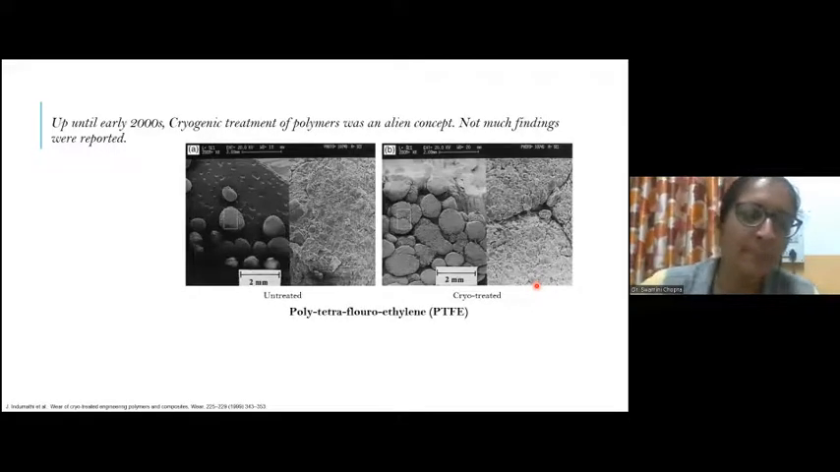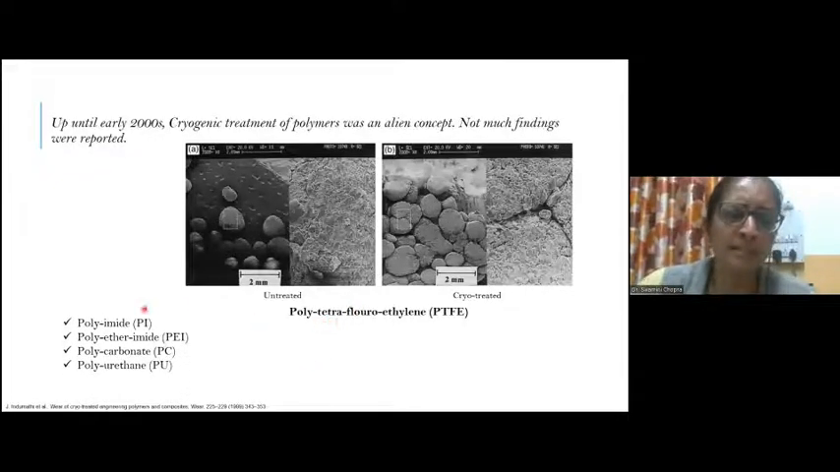However, there is a paper by J. Indumati and team from IIT Delhi, India, where they have cryo-treated different polymers such as polyimide, polyetheramide, polycarbonate, and polyurethane. And this is the representation of PTFE, polytetrafluoroethylene particles, where before cryogenic treatment, the binding of particles can be seen to be not good or poor. And in case of cryo-treated, the binding of particles has become better. This is in the case of PTFE powder.